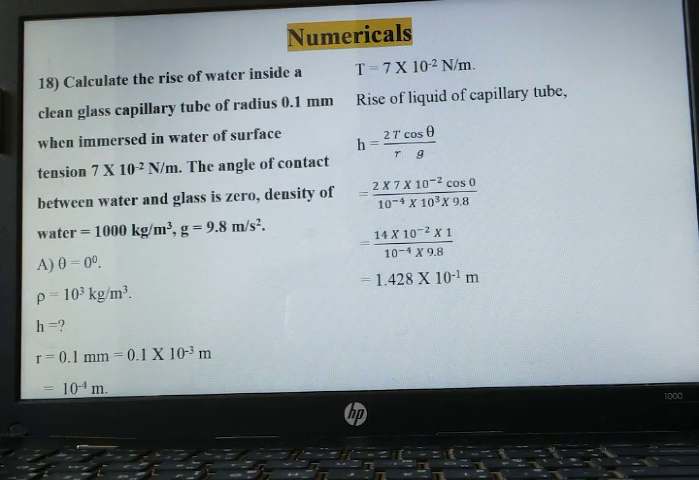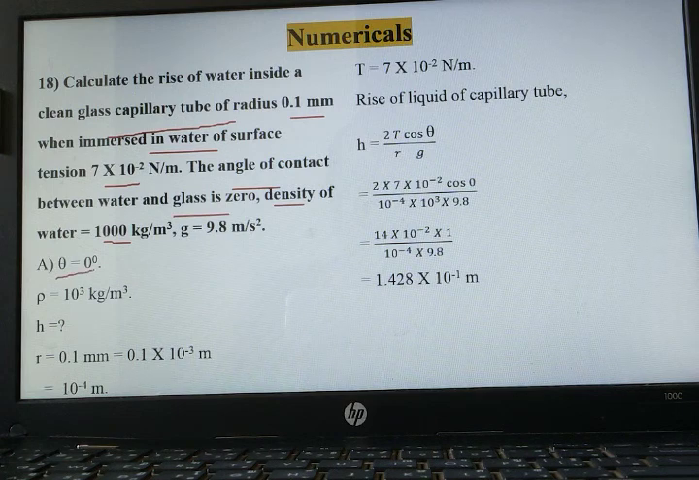Next one. Calculate the rise of water inside a clean glass capillary tube of radius 0.1 mm when immersed in water of surface tension 7 into 10 raised to minus 2 Newton per meter. The angle of contact between water and glass has been given as 0. Density of water has been given, that is 1000, and g is 9.8. As the angle of contact is 0, theta we are taking as 0. Density of water is 1000, we can write it in the form of 10 raised to 3.